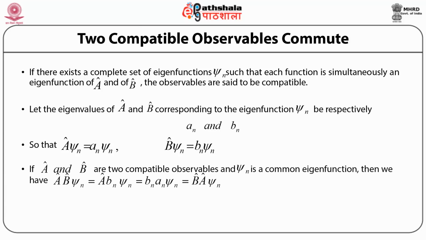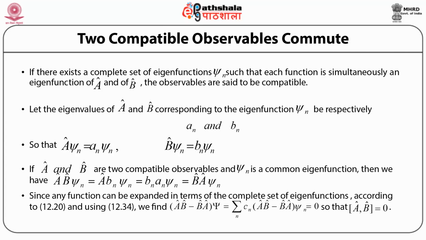If operators A and B are two compatible observables and psi n is a common eigenfunction, then we have operator A acting on operator B acting on psi n is equal to operator A acting on bn psi n, which is equal to bn times an psi n, which can also be written as operator B acting on operator A acting on psi n.